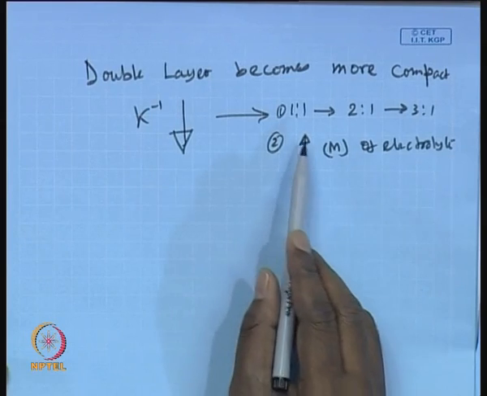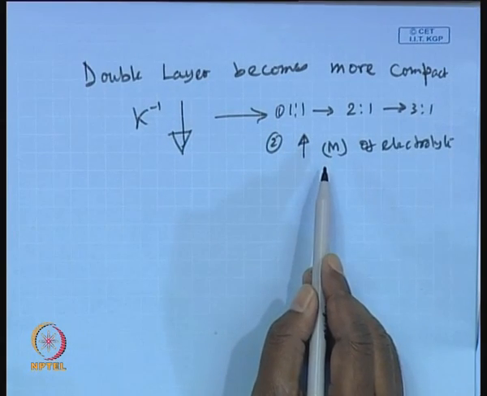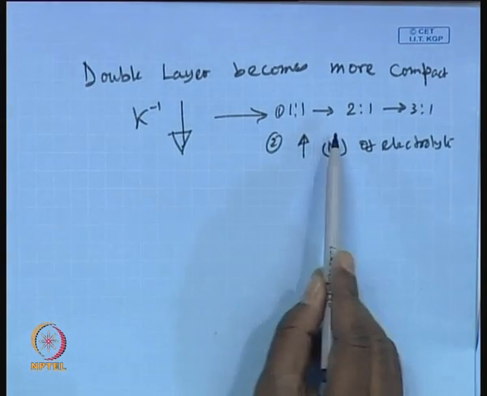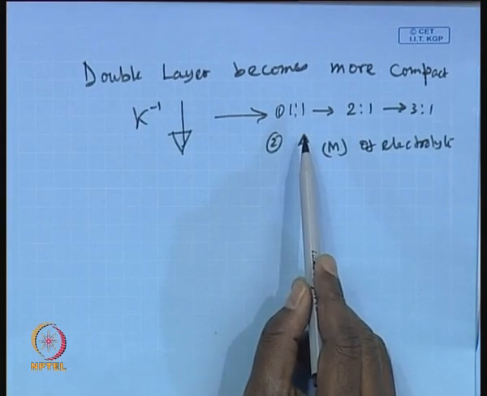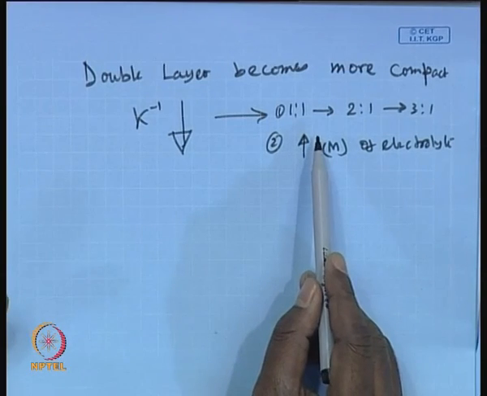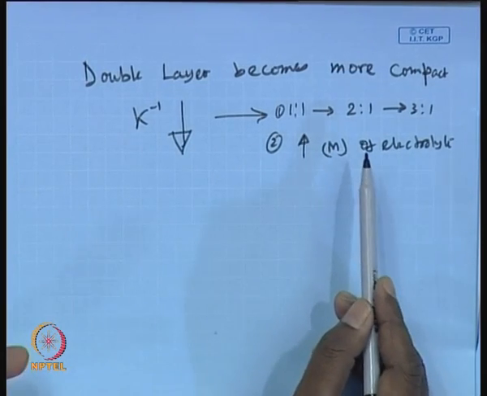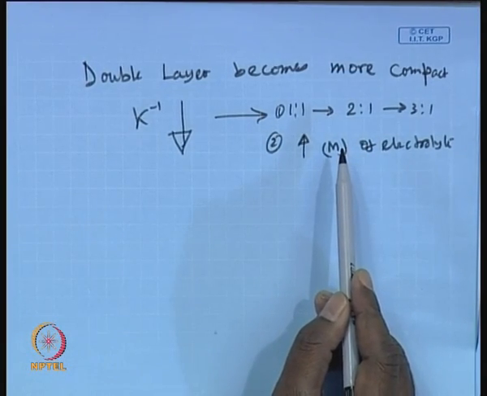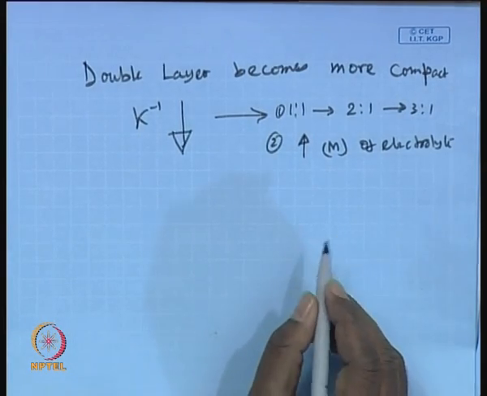If you consider sodium chloride only, if you increase the molarity, it becomes compact. If you maintain the same molarity and change the nature of the electrolyte from 1:1 to 2:1 to 3:1, the double layer thickness becomes more and more compact, becomes less.